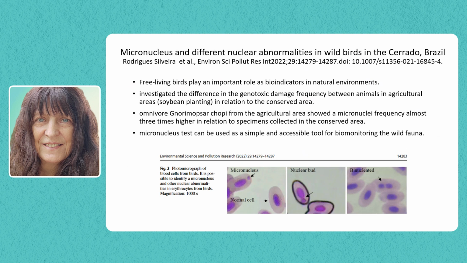You can also look at wild birds. This is a study from Brazil, and since they're birds, the erythrocytes again have nuclei, and they thought that these birds are very good bioindicators of the natural environment. They investigated birds from agricultural areas in relation to conserved areas. And again, they found an increase of micronuclei in the more polluted areas.